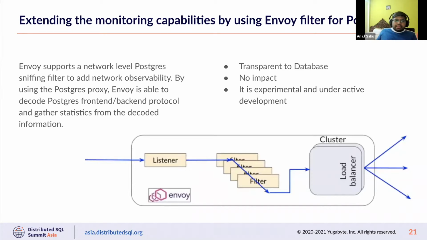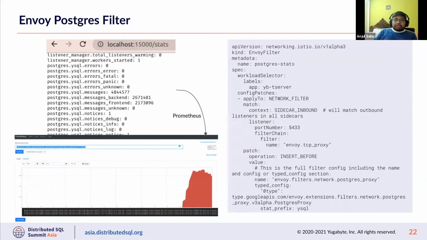Here I'm giving one example of how you can implement this. In the service mesh, you need to create an Envoy filter. The Envoy filter should define that it is of type Postgres proxy. Once you define that, you also need to annotate the services to tell it that these are the Postgres metrics.